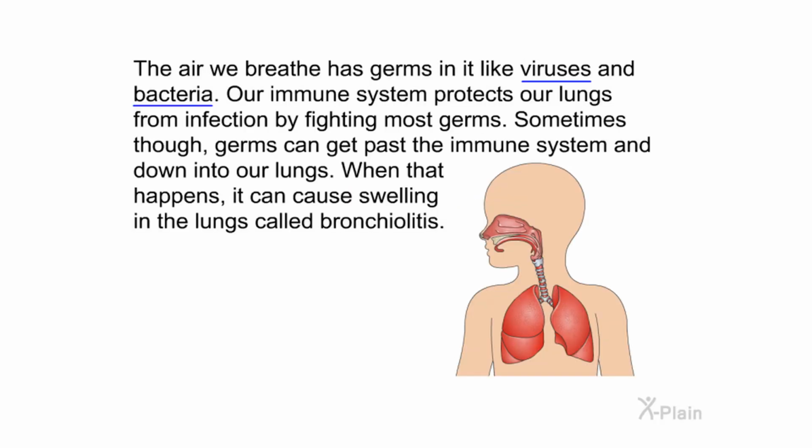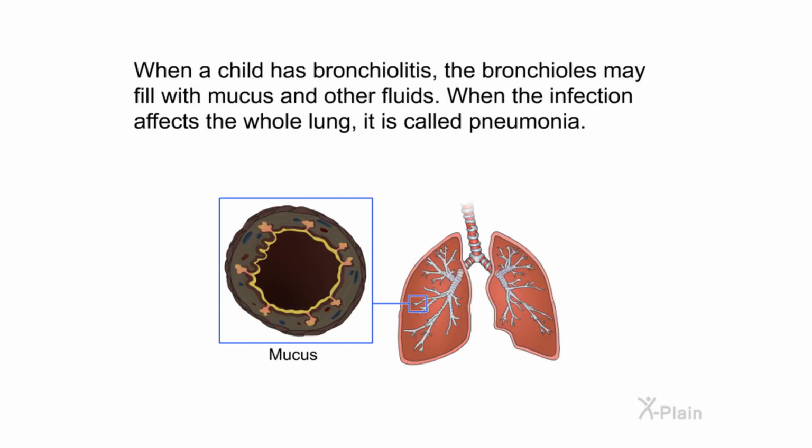Causes. The air we breathe has germs in it like viruses and bacteria. Our immune system protects our lungs from infection by fighting most germs. Sometimes, though, germs can get past the immune system and down into our lungs. When that happens, it can cause swelling in the lungs called bronchiolitis. When a child has bronchiolitis, the bronchioles may fill with mucus and other fluids. When the infection affects the whole lung, it is called pneumonia.